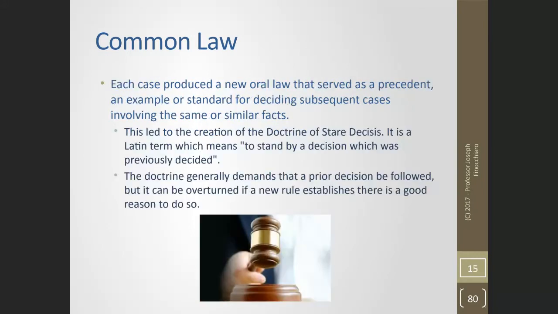Each case produced a new oral law that served as a precedent, an example or standard for deciding subsequent cases involving the same or similar facts. This led to the creation of the doctrine of stare decisis. It is a Latin term which means to stand by a decision which was previously decided. The doctrine generally demands that a prior decision be followed, but it can be overturned if a new rule establishes there is a good reason to do so.